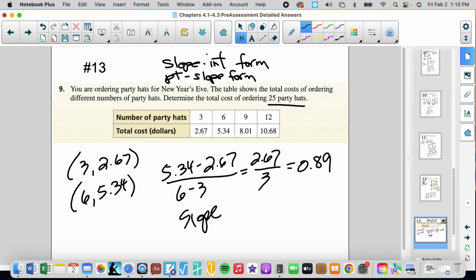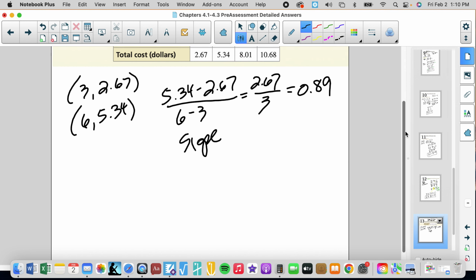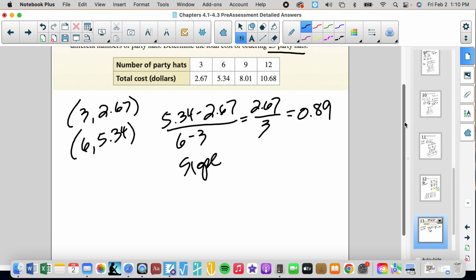Because if you buy 0 party hats, it should cost you $0. It's not always the case because sometimes they have service fees. But in this case, it didn't, because if I go back 3, that gives you 0. And maybe that's not true. Mr. Mack, jump to conclusions. Stop trying shortcuts, Mr. Mack. Do the work. y equals mx plus b.